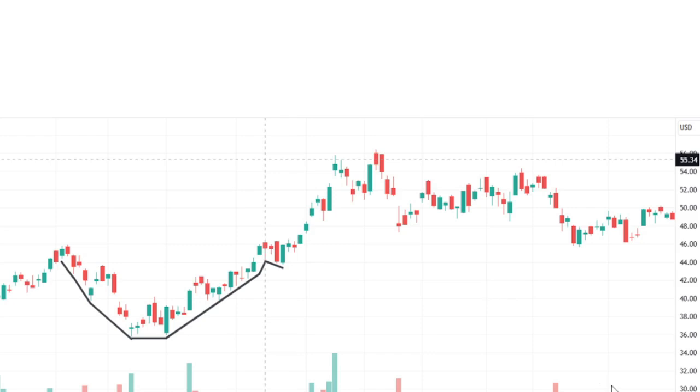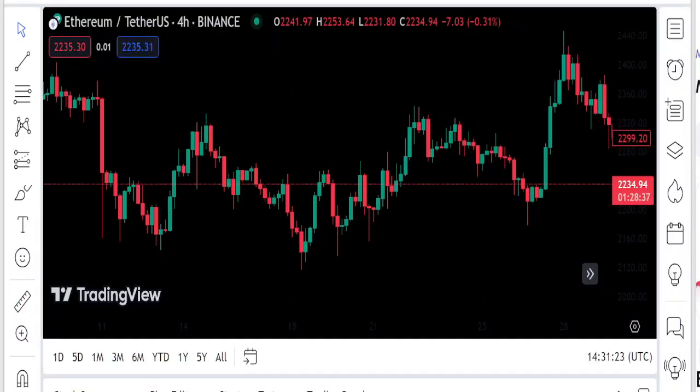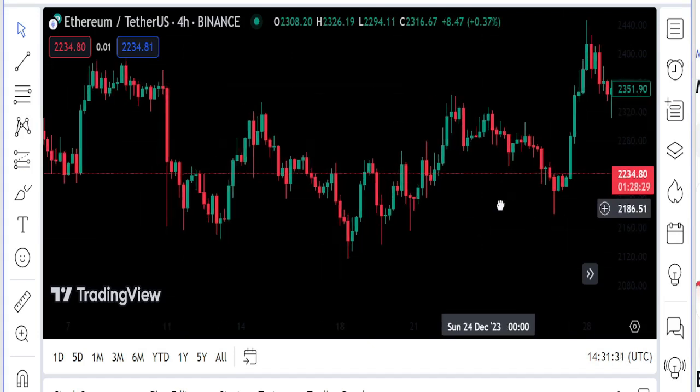So let's see a live chart to better understand our entries. So here is an example chart where we can spot out our cup and handle.